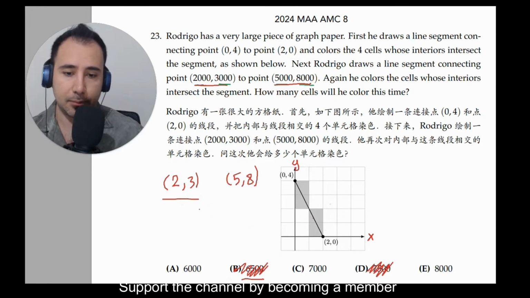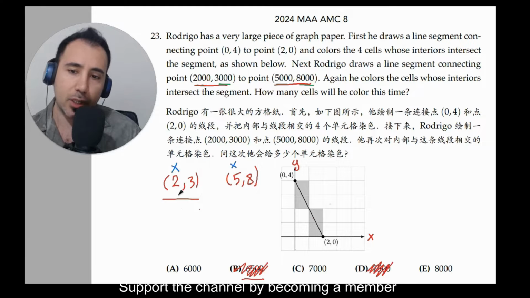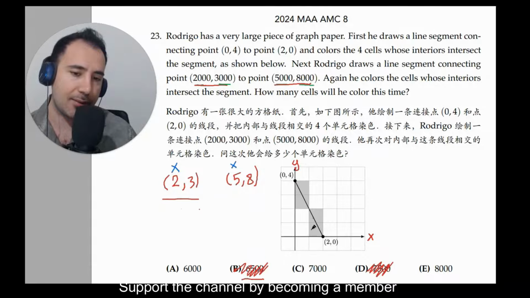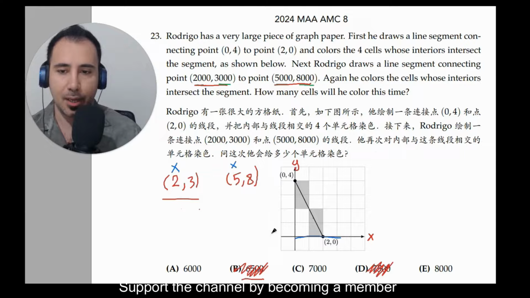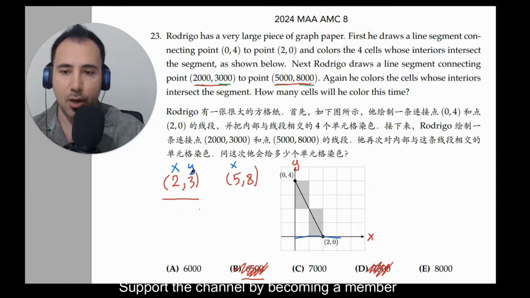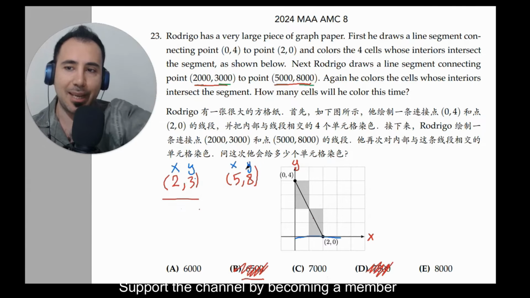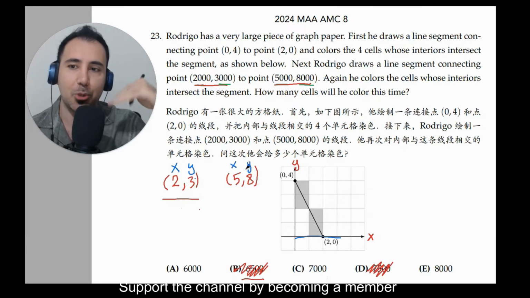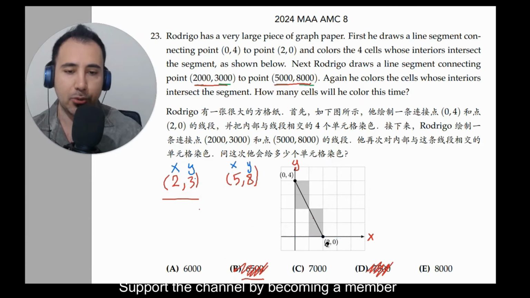So now take a look. We want to go from x2 to x5. So that means we're going to go 3 horizontally, like we're going to go 3 this way. And then from this y3, we're going to go y8. So we need to go how many up on the y-axis? When you go from 3 to 8, you go 5 up. So we're going to go 3 right, 5 up.